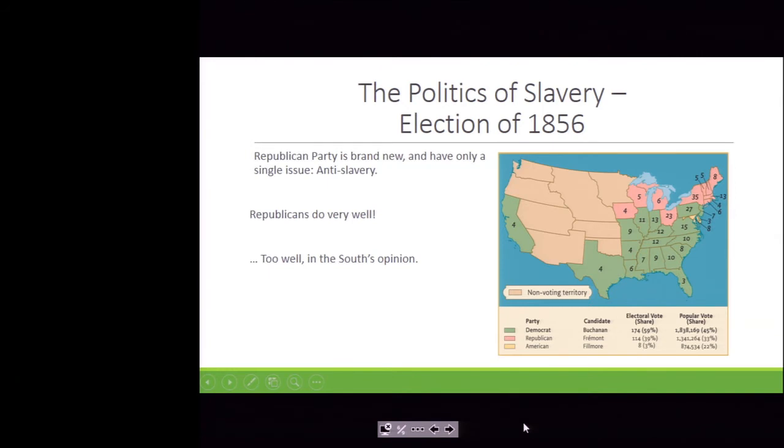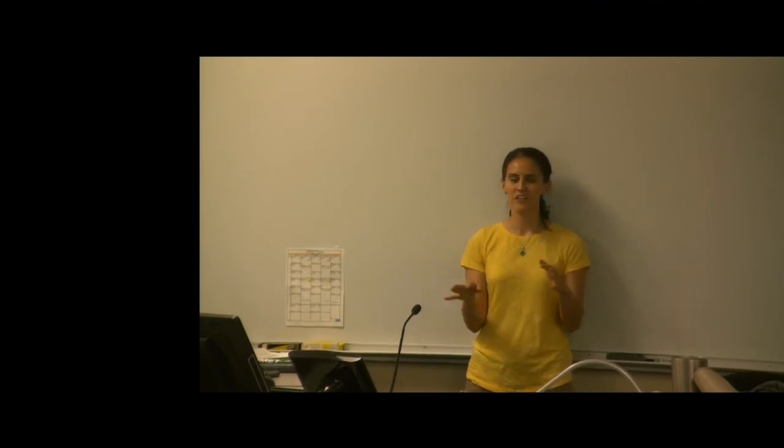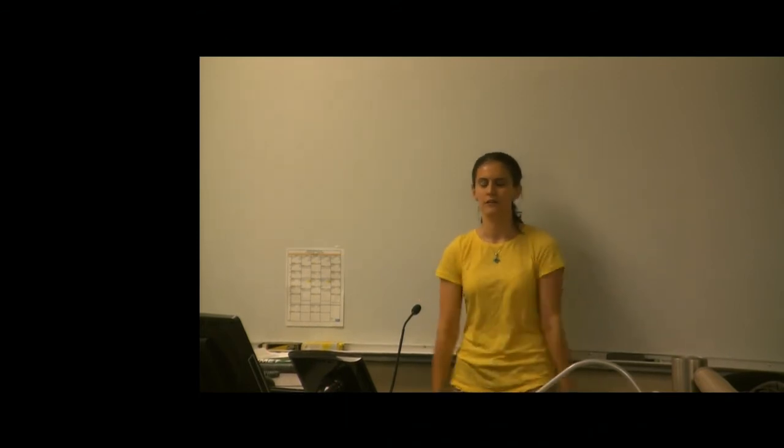Now, sidebar, there is a difference between abolition and anti-slavery. Abolition is the idea of abolishing slavery. Abolish, abolition. Get it? So abolishing slavery. Cut it out wholesale. Immediately. It's gone. No more slavery anywhere. Abolish it.